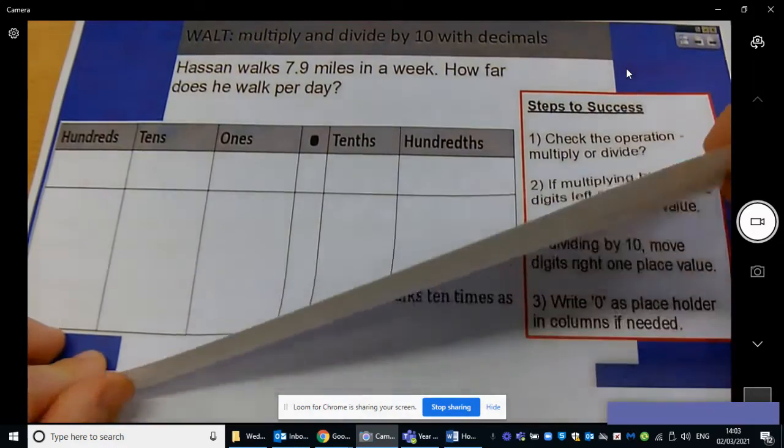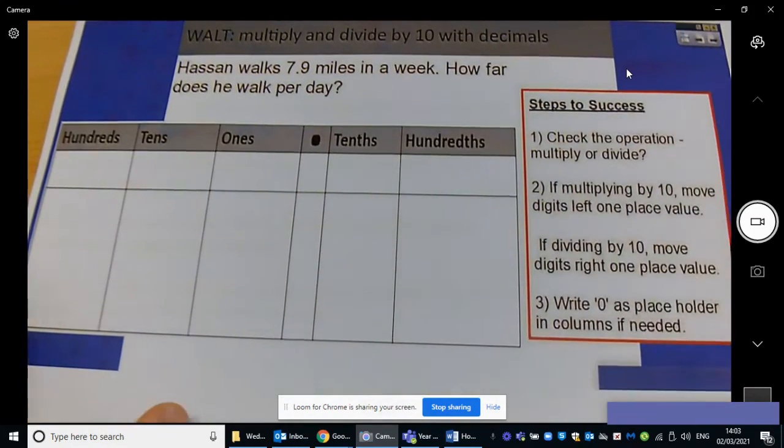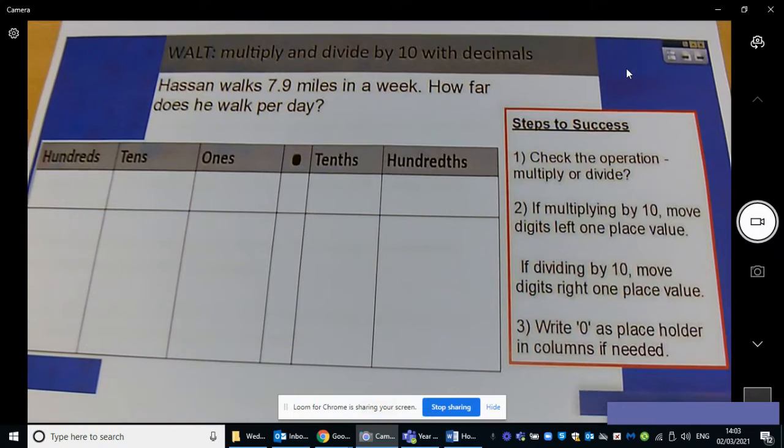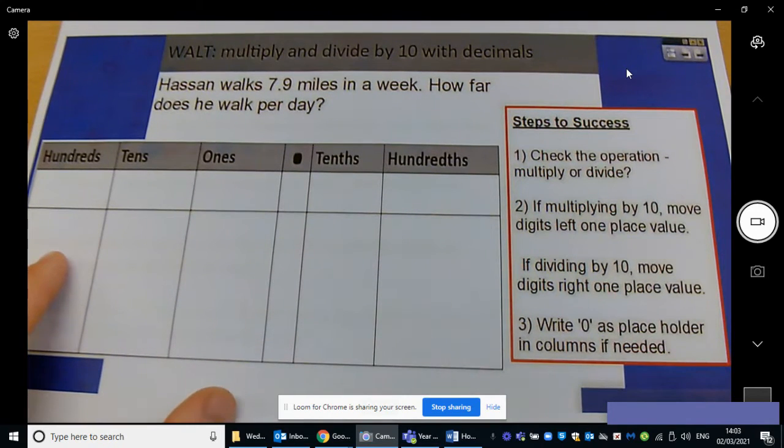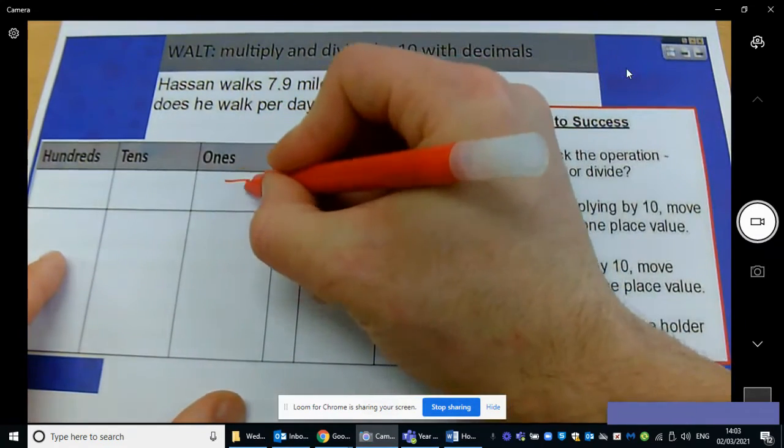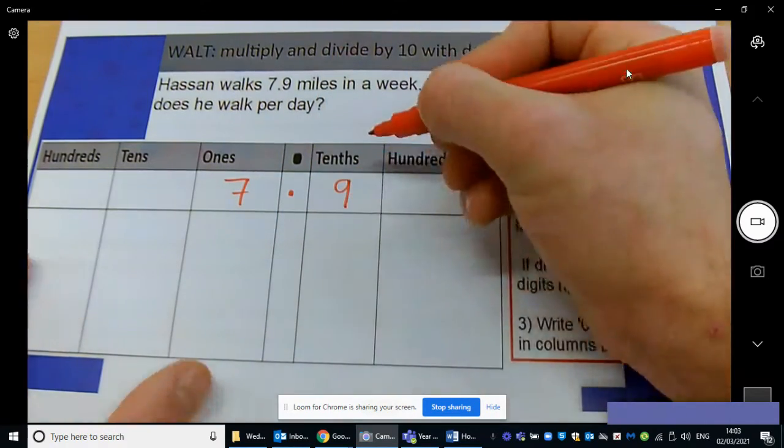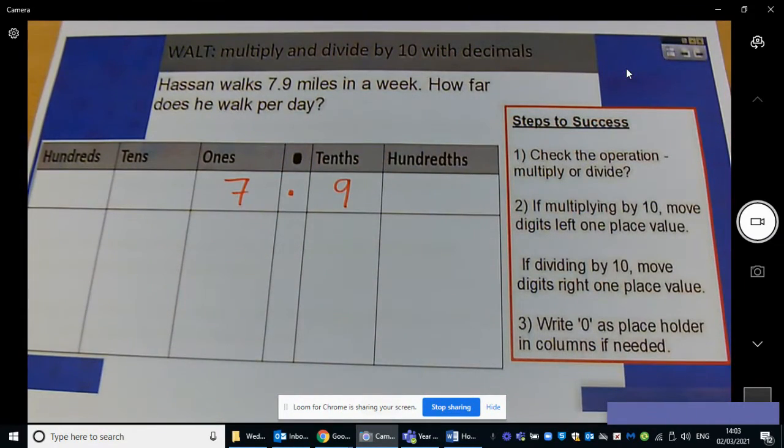Okay, so for this one here, I'm going to ask you to pause the video and see if you can work out this one here. So Hassan walks 7.9 miles a week. So how far does he walk per day? Remember to go through the steps to success in order. So he walks 7.9 miles in a week. How far does he walk per day? Pause the video now. See if you can give that a go.